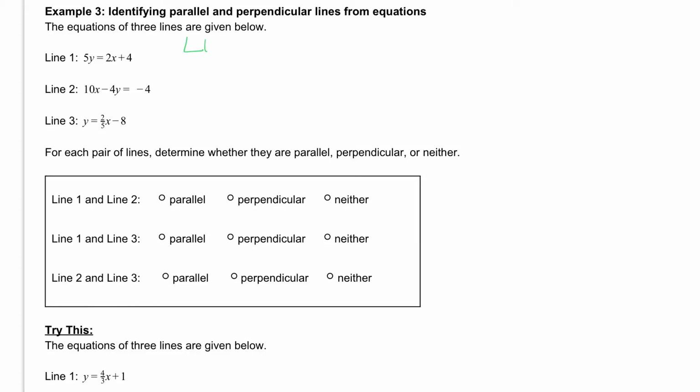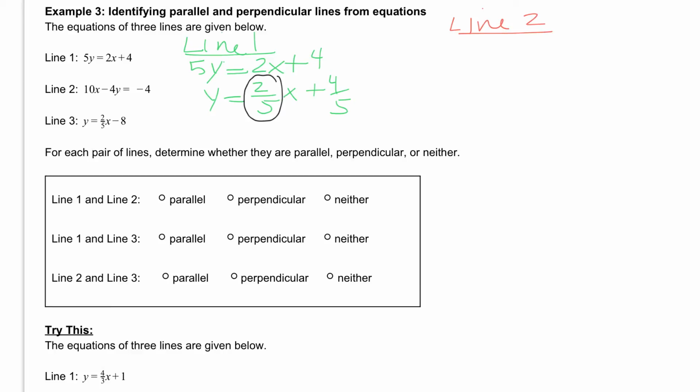So let's take line 1 and get that in slope-intercept form. We have 5y equal to 2x plus 4. Dividing everything by 5, we get y equals 2 over 5x plus 4 over 5. What we need here is the slope. The slope of this line is the number in front of x, which is 2/5, and it's positive.